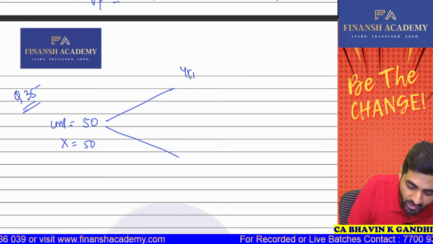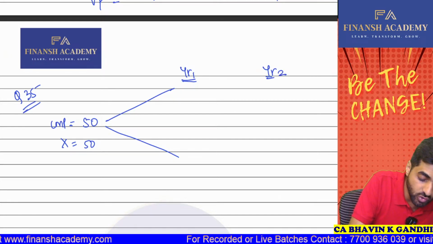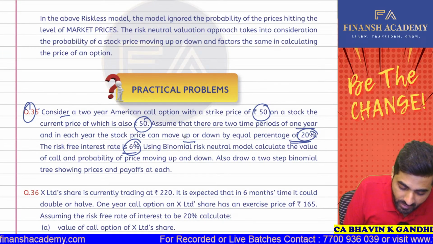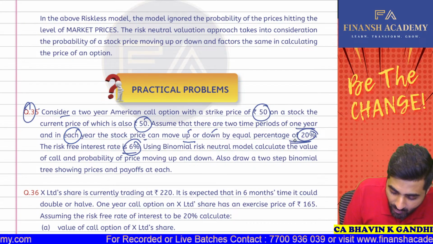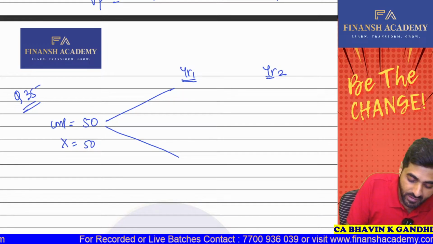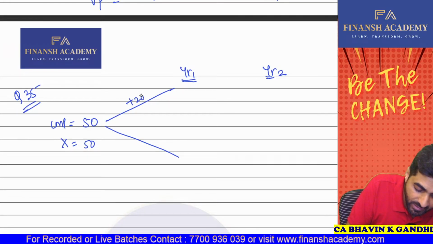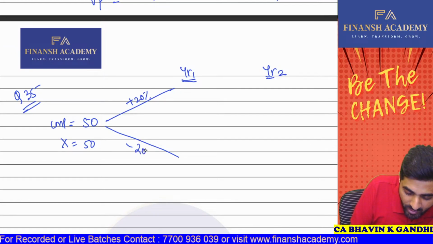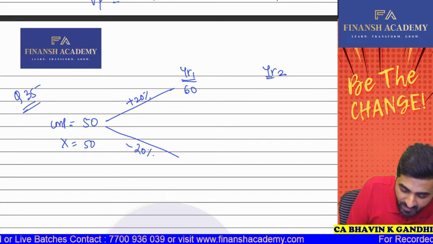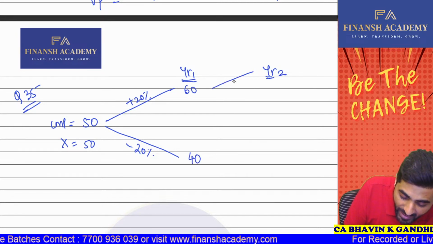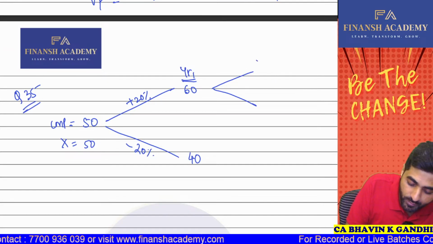So here it is going to be year one, and here there will be year two. Okay. So they have told you that the price can, in each year, move up or go down by equal percentage of 20%. So the price can go up by 20% or the price can come down by 20%. Okay. So this can be 60 and this can be 40. Now again, the price can go up or the price can come down even in year two.